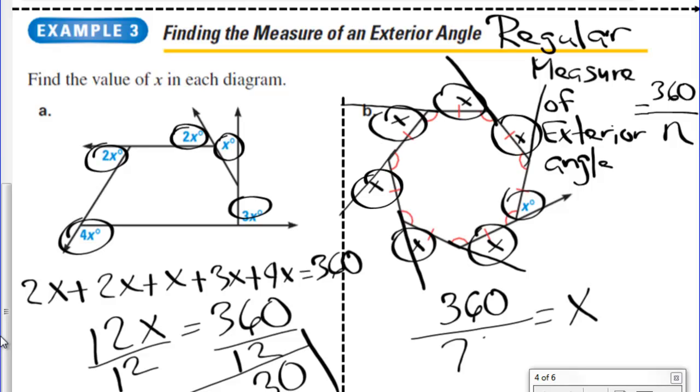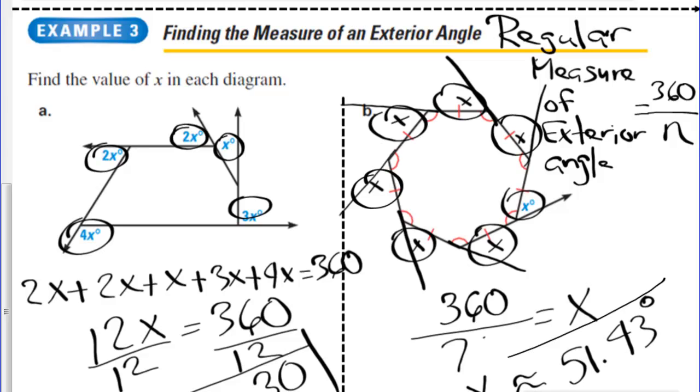All right, so 360 divided by 7, and we get our answer. It's probably going to be a decimal. So we get x equals 51.43 degrees. That's the measurement of the exterior angles.